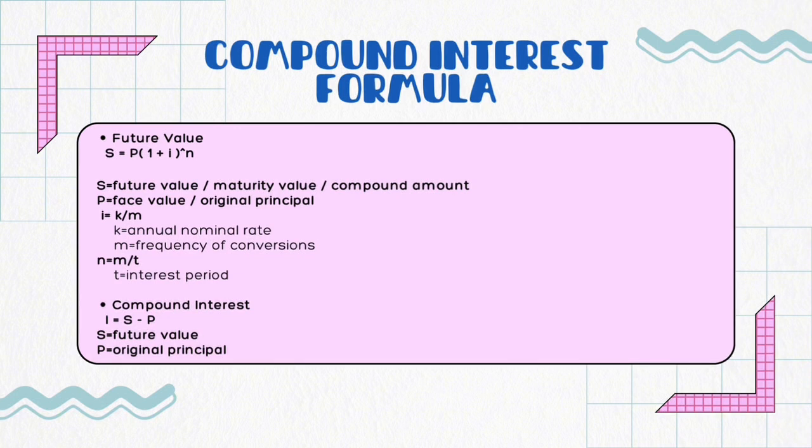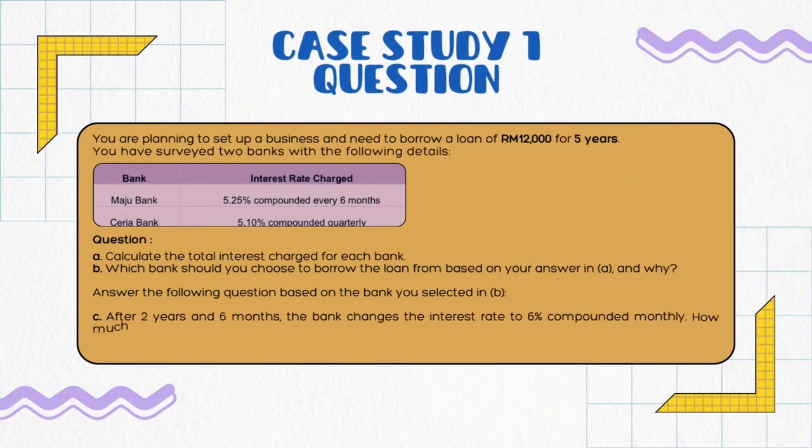To find the interest charge, we use the compound interest formula, which is I equals S minus P. My friend Ainatul Mardia will try to solve the question for case study 1. This is the question of case study 1.